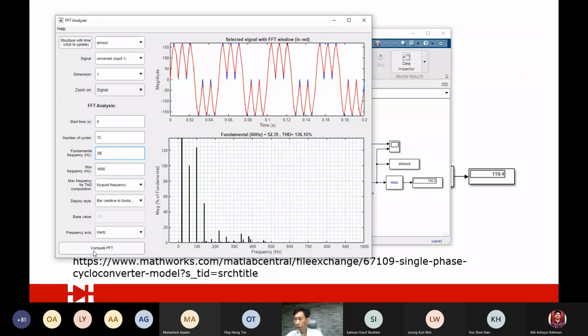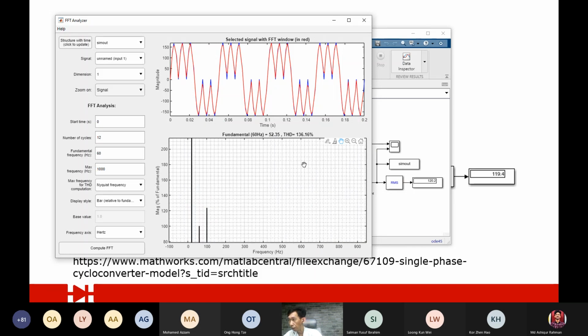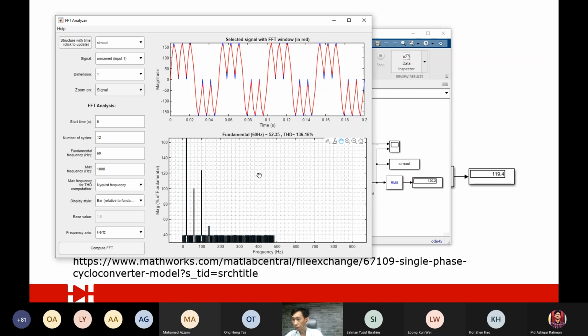Let's see. Oh, cannot. So we still have to fix on this. With this FFT, you have to be very careful to see the one with the highest peak. I think this one should be the 100%, which is the fundamental, but it's higher than 100%. It's actually even higher. I don't know how high it is. I think we cannot show the highest point.